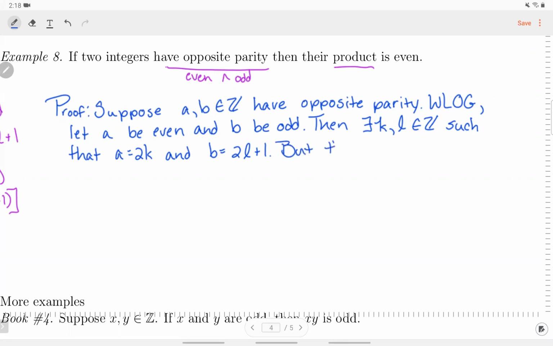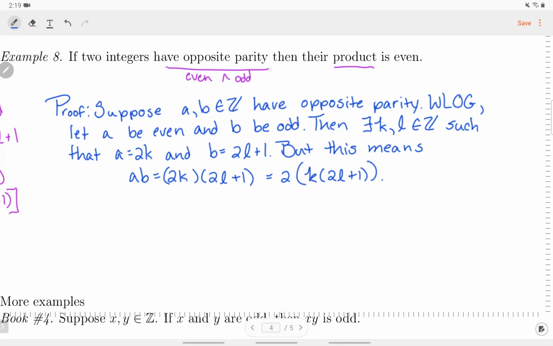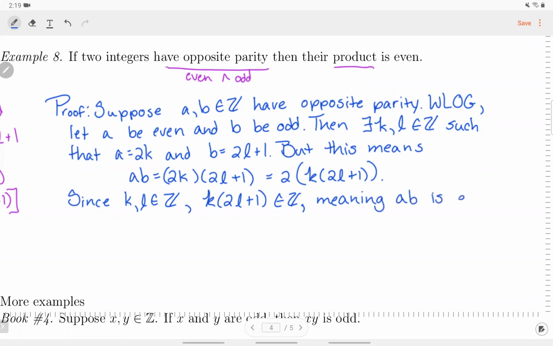But this means, and now let's write out our equation, A times B is 2K times (2L plus 1), which is 2 times K times (2L plus 1). Since K and L are integers, K times (2L plus 1) is an integer, meaning AB is even.